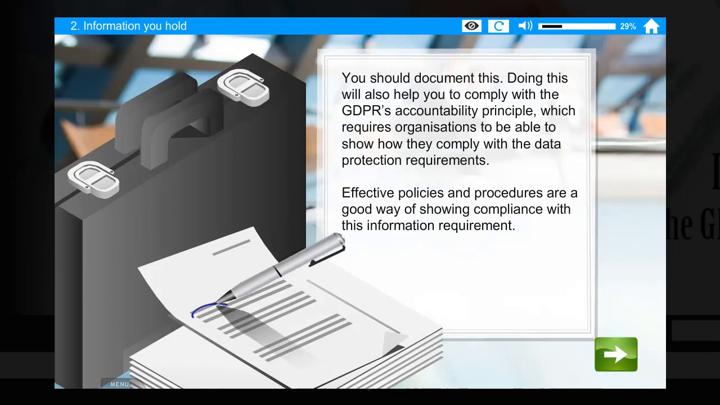You should document this. Doing this will also help you to comply with the GDPR's accountability principle, which requires organisations to be able to show that they comply with the data protection requirements. Effective policies and procedures are a good way of showing compliance with this information requirement.